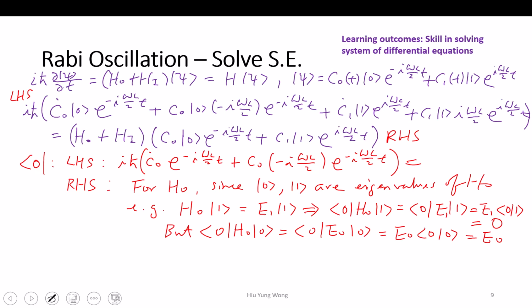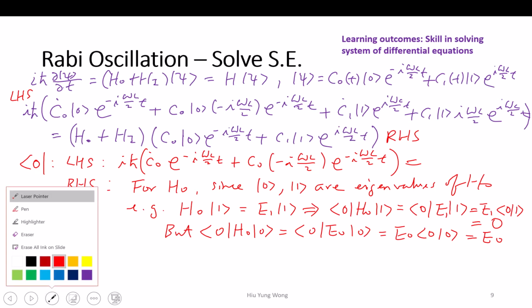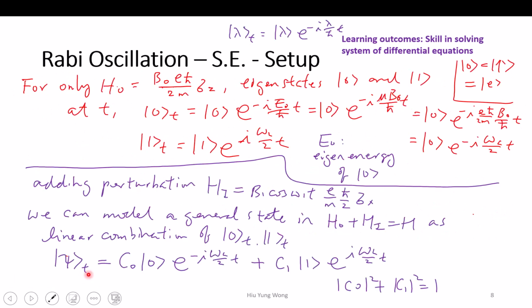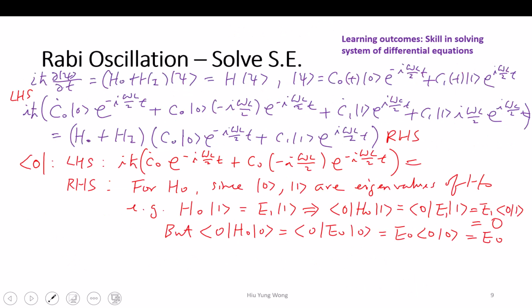So for this two term, right, this term will be gone. I only have this term left. Okay, so what is left here? The eigenvalue, we already say that E0 is what? It is just equal to mu b 0. That is the eigenvalue of this thing, right?